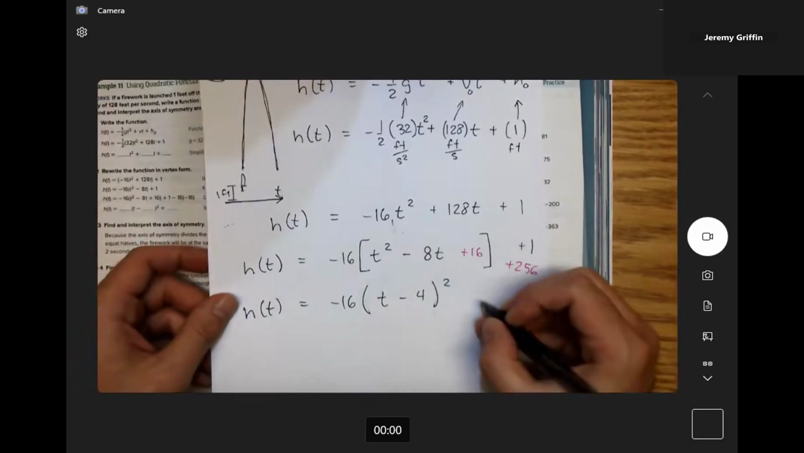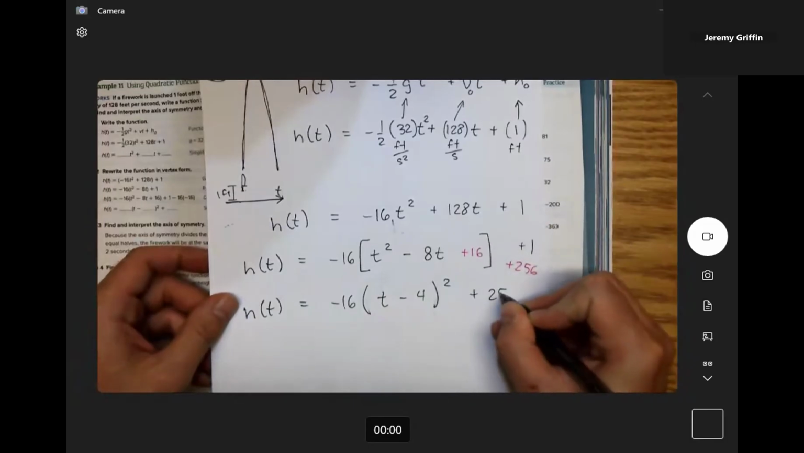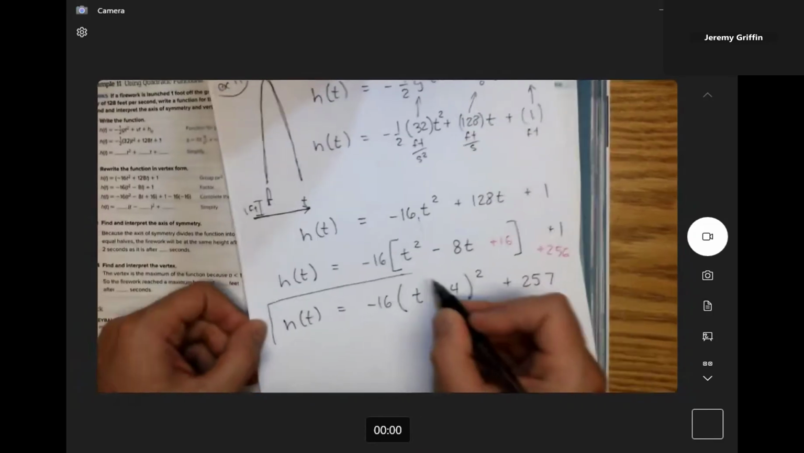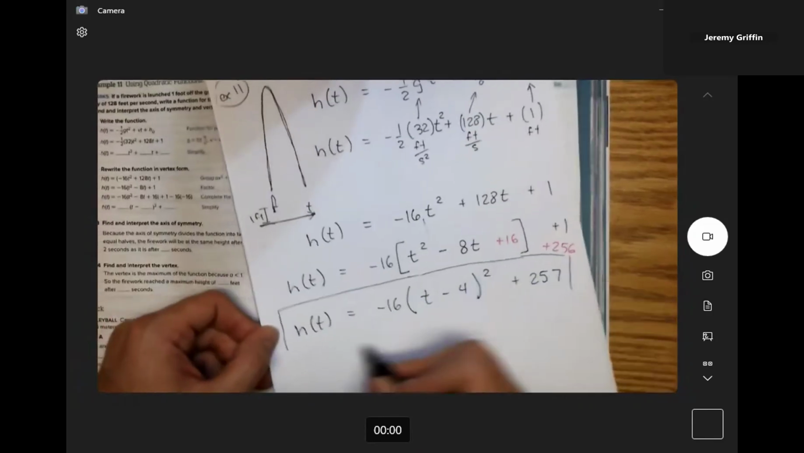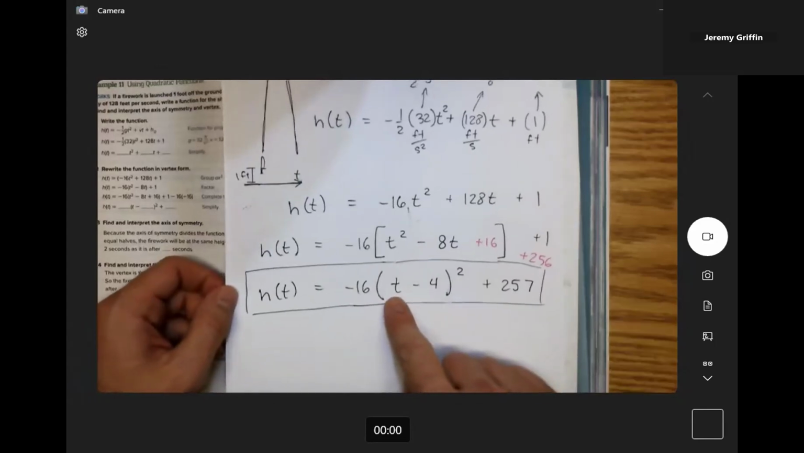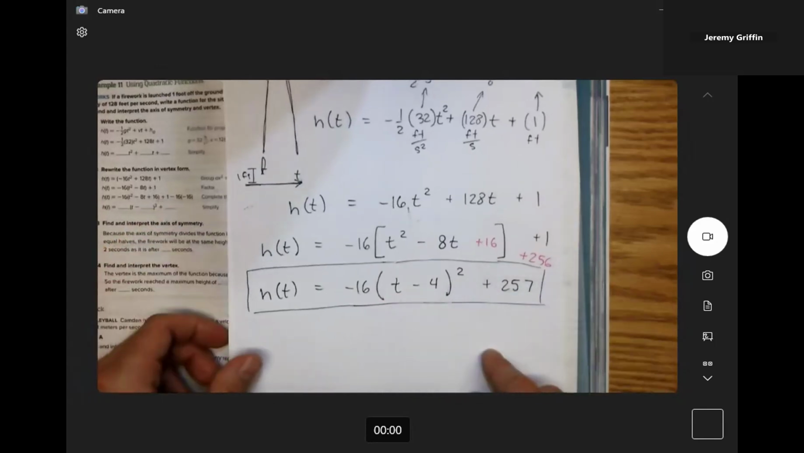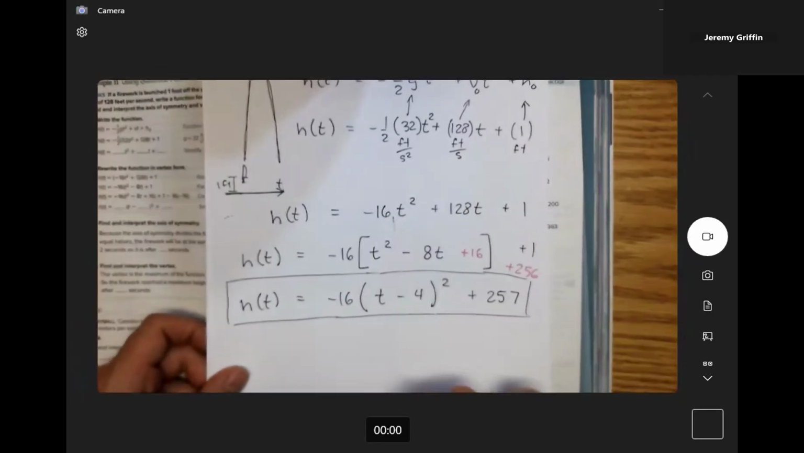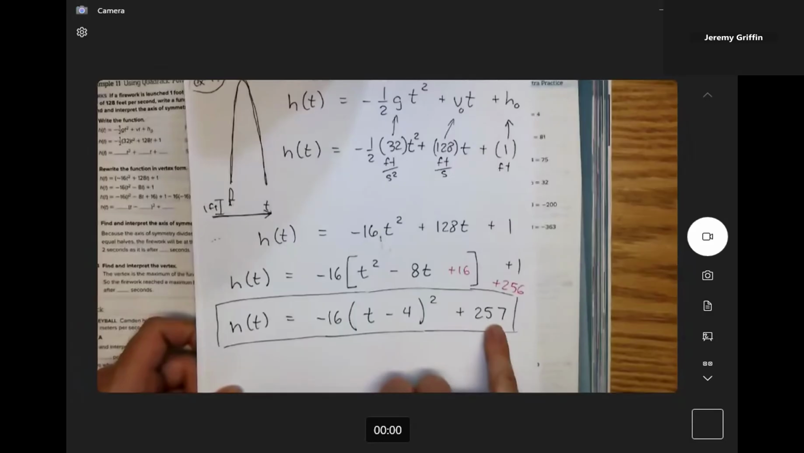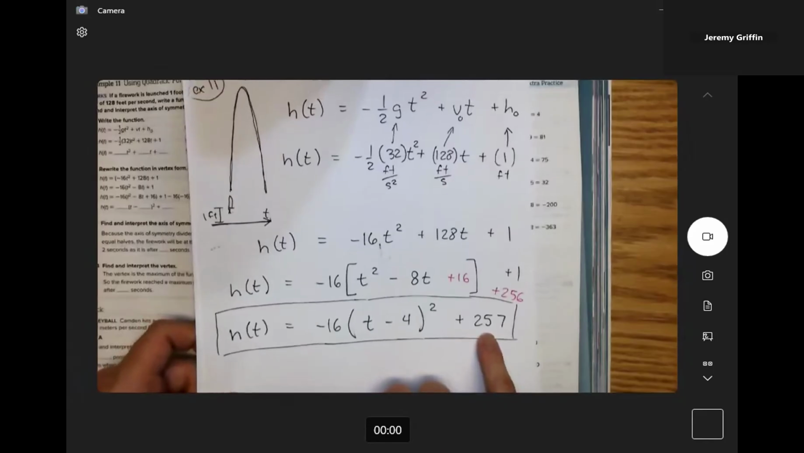Now I still have all this over here, plus 257. Okay, so that should be what we're looking for. So this is the height of the firework as a function of time. We can just plug in whatever time we want here, but this is in vertex form. If I come to this vertex form, you can right away see how high the firework goes. It's this number right here. Because this would represent the vertex of the parabola, or well, the maximum height value.